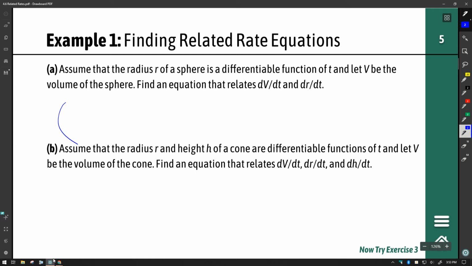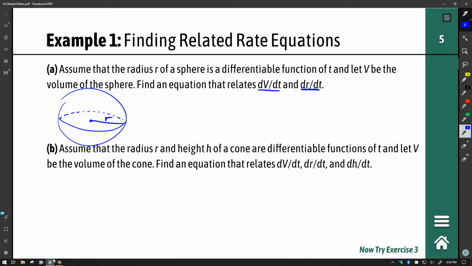So here's what we're imagining. We have a sphere. I'm going to try to make this a little bit 3D. And this would be the radius. Next, we want to find an equation that relates dV/dt, the rate of change in the volume, and dr/dt, the rate of change in the radius.